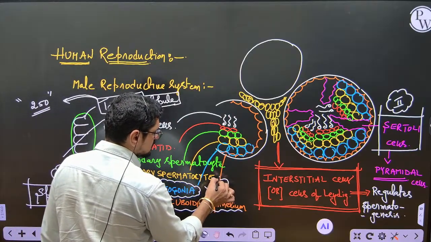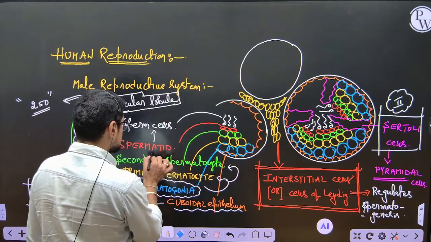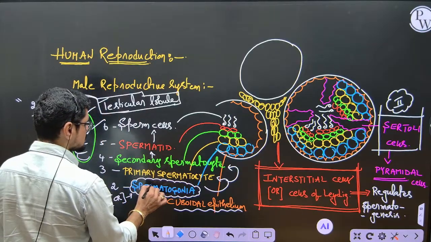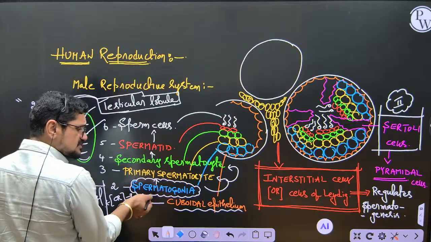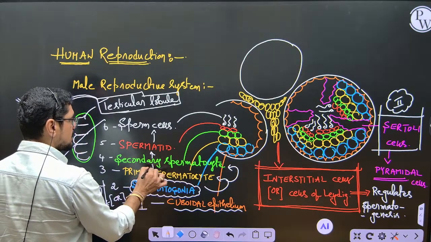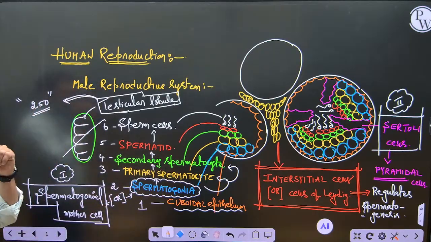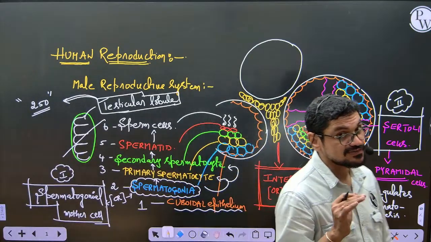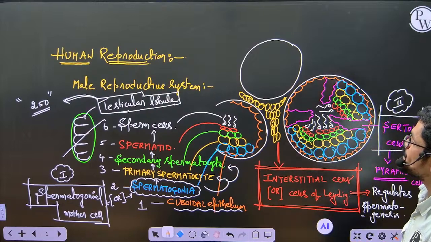This converts to this, converts to this, and the secondary spermatocyte forms the spermatid, which forms the sperm cell. So: primary spermatogonia to primary spermatocyte to secondary spermatocyte to spermatid to sperm cell. That's how the sequence is observed in the testis.